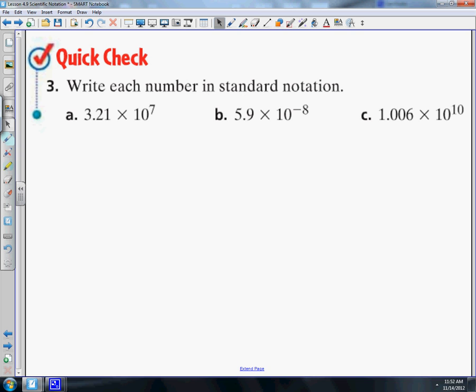All right, so write each number in standard notation. So this first one you can do. So try that, and then I'll show you what to do for B. All right, so this one is 3.21 times 10 to the 7th. So I'm going to move 7 times. 1, 2, 3, 4, 5, 6, 7.